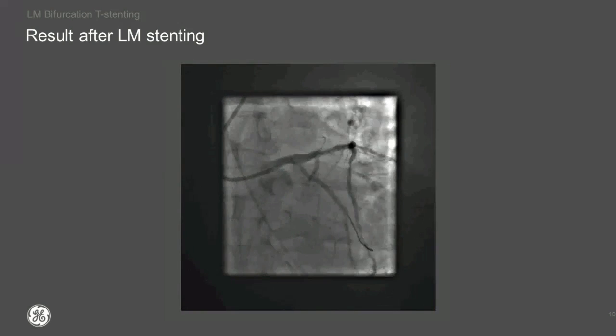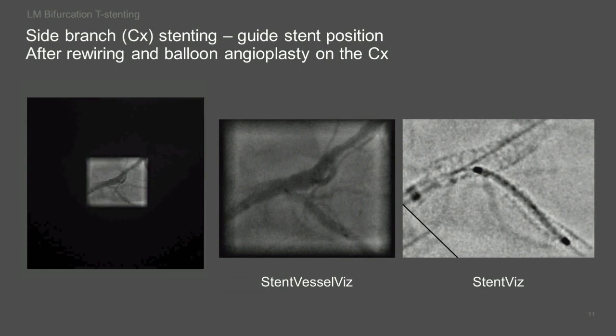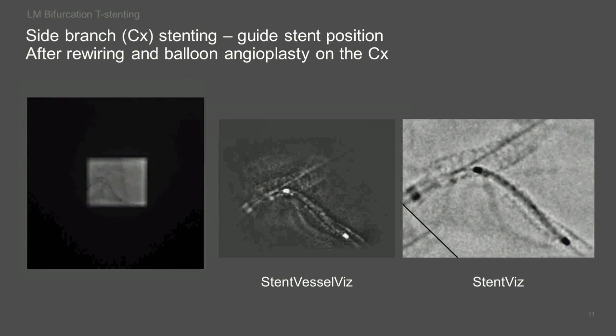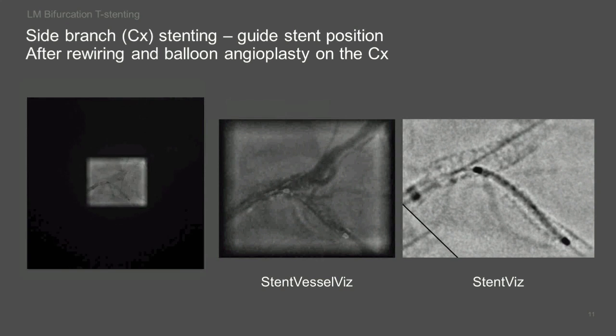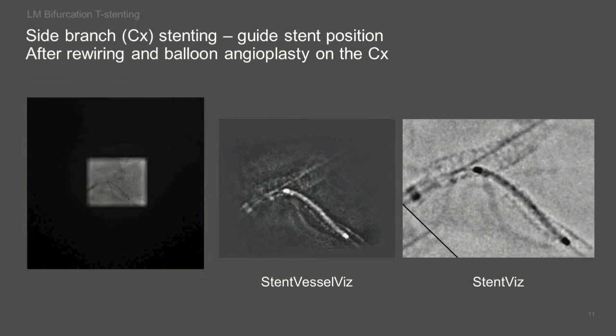After this step, you can clearly see that we have a plaque shifting on the circumflex. So the next step of this bifurcation PCI is to rewire the circumflex, open the strut with a balloon, and then put inside the circumflex the second stent to make a T or a TAP. It depends on the angulation of the side branch. Here we can clearly check the good position of the stent with the stent vessel vis.